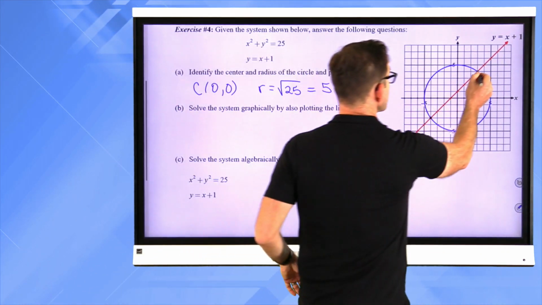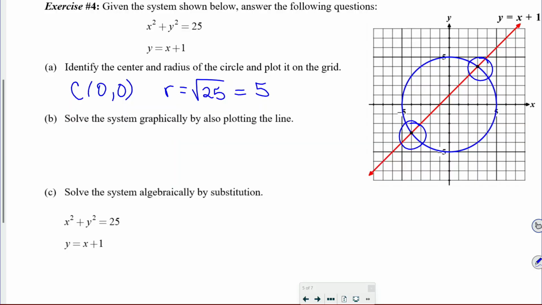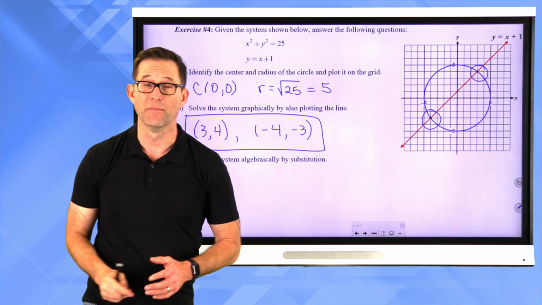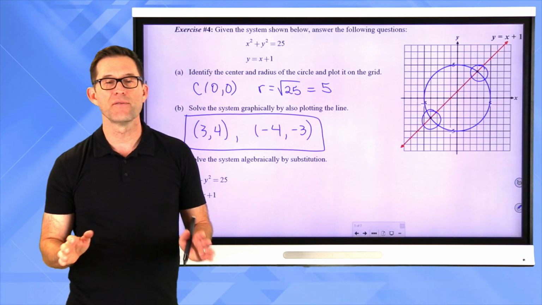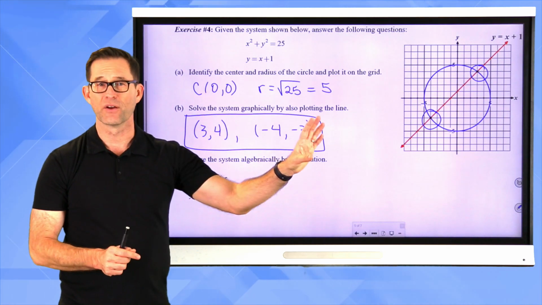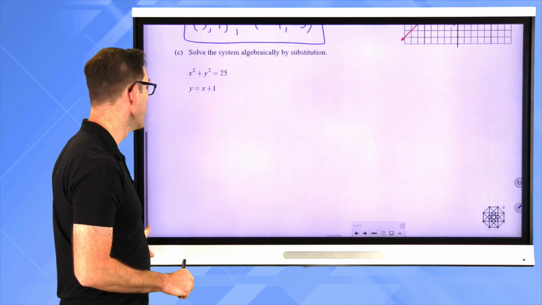We've got the two intersection points, one there, and it looks like the one up there in the first quadrant is at the point 3, 4. And the one down there in the third quadrant is at -4, -3. So that is the graphical solution to my system, right? We're doing this kind of in the opposite order that we did exercise 1 in. We first solved it graphically. Now let's take a look at the algebraic way of solving it.